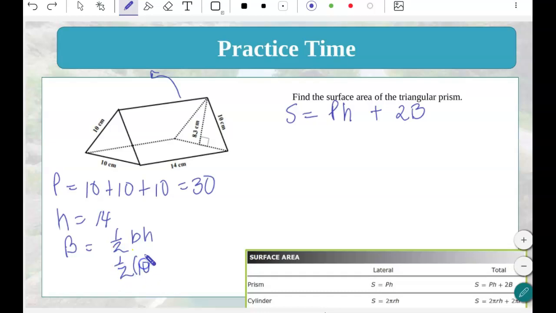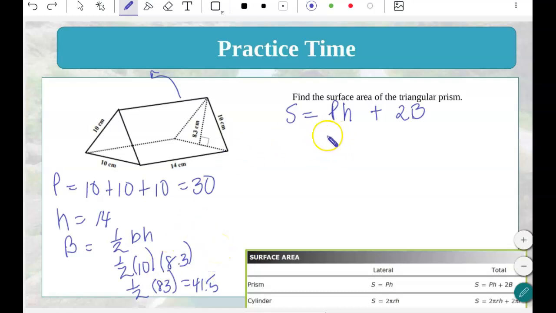The base is 10, and then the height is 8.3. So what's going to be 1/2 of 83? And you can use your calculator if you need to. 83 divided by 2. So 1/2 is the same as dividing by 2, which is 41.5. So that's the B.